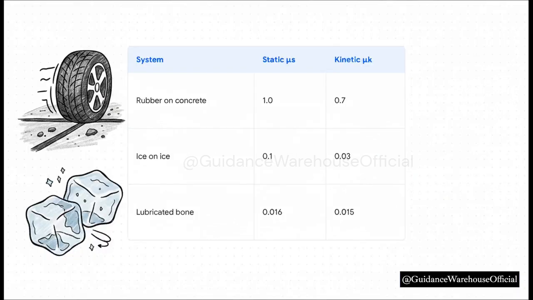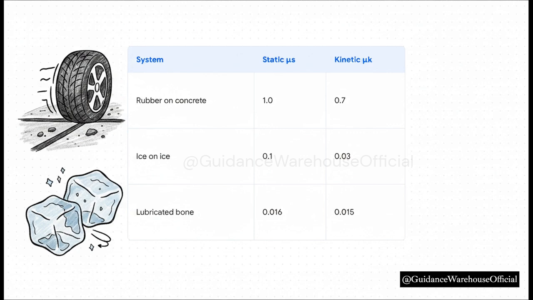It's amazing how different materials completely alter this coefficient. Rubber on dry concrete has a massive static coefficient of 1.0, and you definitely want that grip for your car tires, right? Ice, on the other hand, drops way down to 0.1. But get this, look at bone lubricated by synovial fluid in your own knee joints. Static is 0.016 and kinetic is 0.015. I mean, evolution has literally engineered our bodies to be dramatically more frictionless and efficient than even ice sliding on ice.